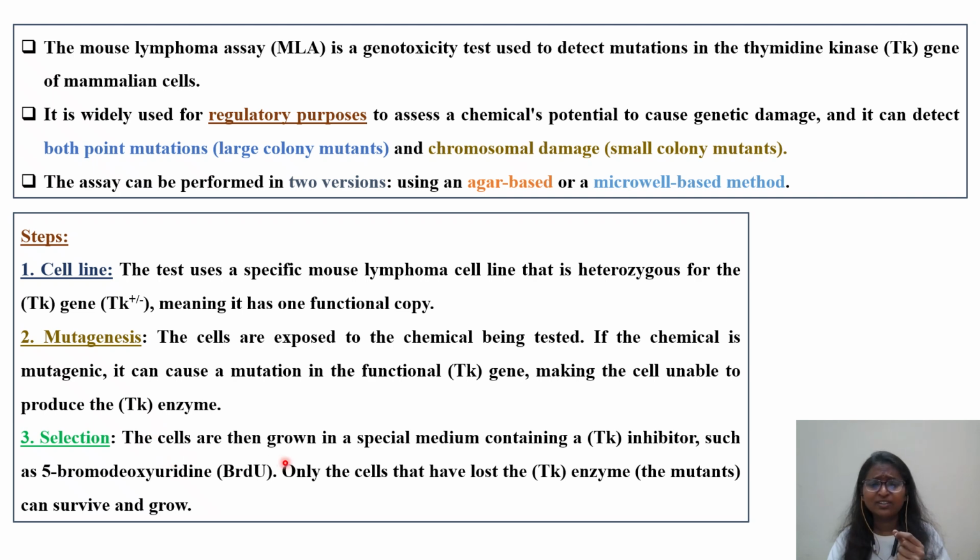Selection: the cells are then grown in a special medium containing a TK inhibitor. What is this TK inhibitor? 5-bromodeoxyuridine, that is BrdU. Only the cells that have lost the TK enzyme, the mutants, can survive and grow. So if you use a TK inhibitor, cells with the enzyme will be unable to grow, but cells already lacking the enzyme are able to survive. This is the basic principle.